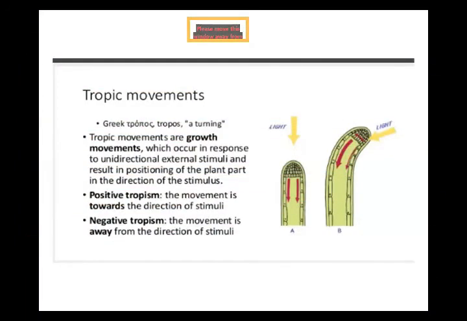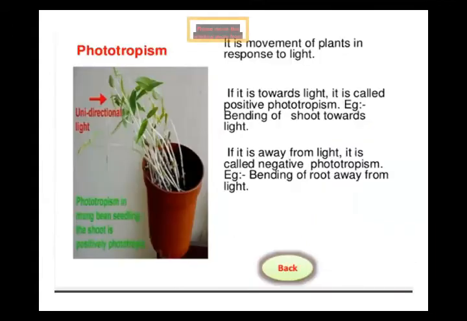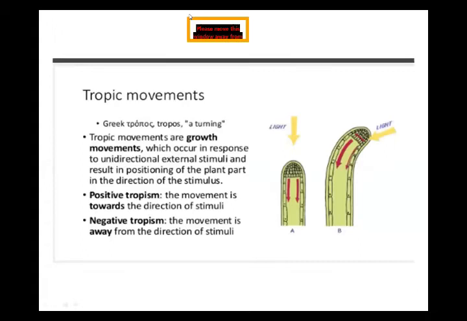Tropism: the movement is towards the direction of the stimuli. Negative is opposite to the stimuli. This type of movement is called... Number one is phototropism. This is a type of tropic movement.